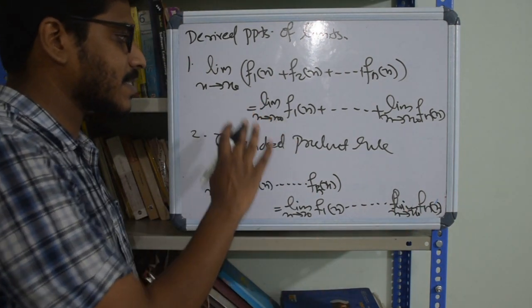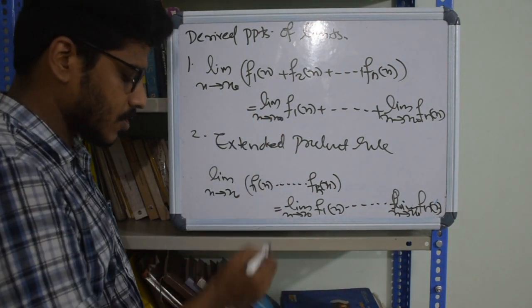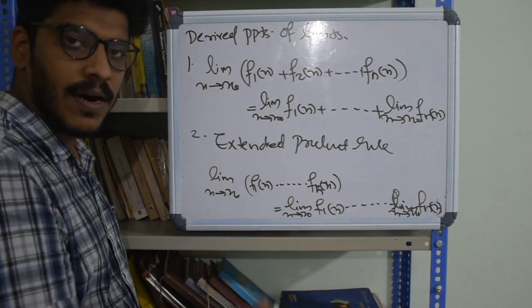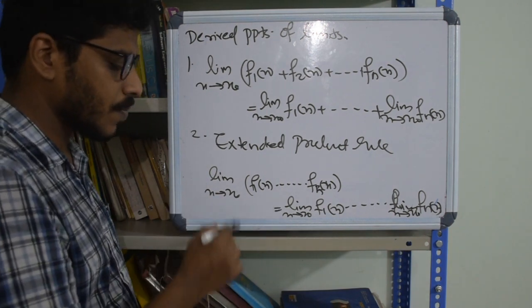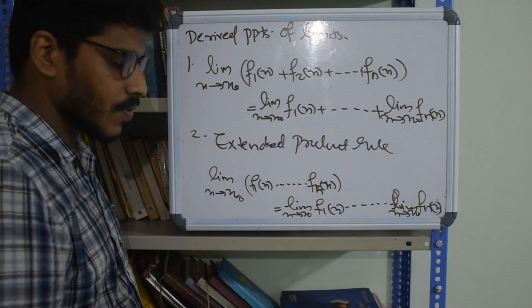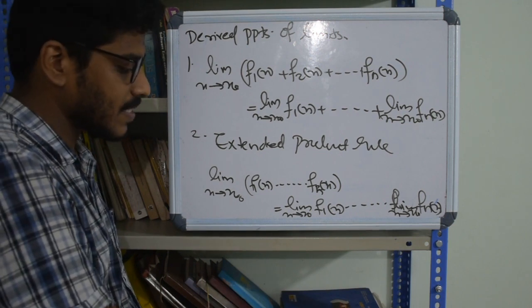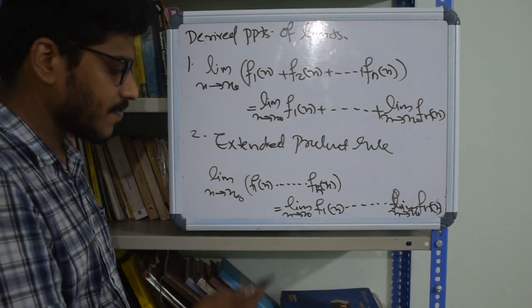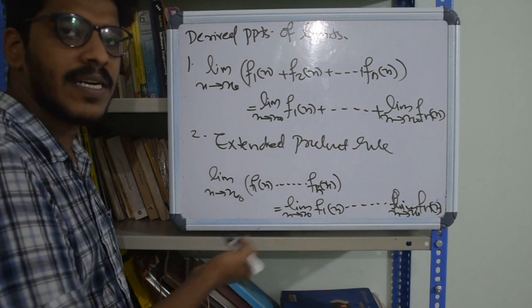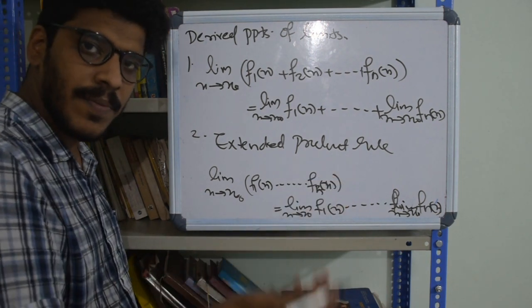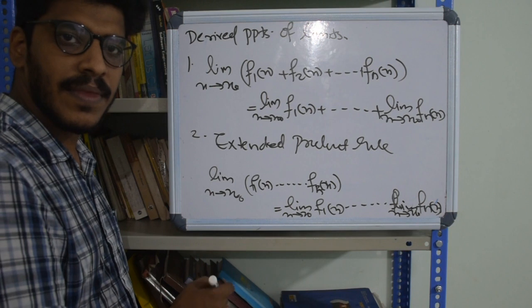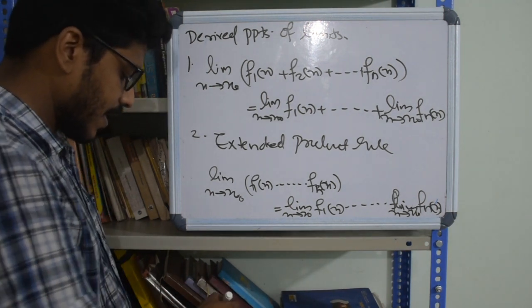As in the case of extended sum, we have the product of n functions here whose limit at x naught is to be evaluated. So instead of multiplying all those functions and finding the product, we can just find individual limits and multiply them all together, which will be much easier than the other one. Right. So this is the extended product rule.